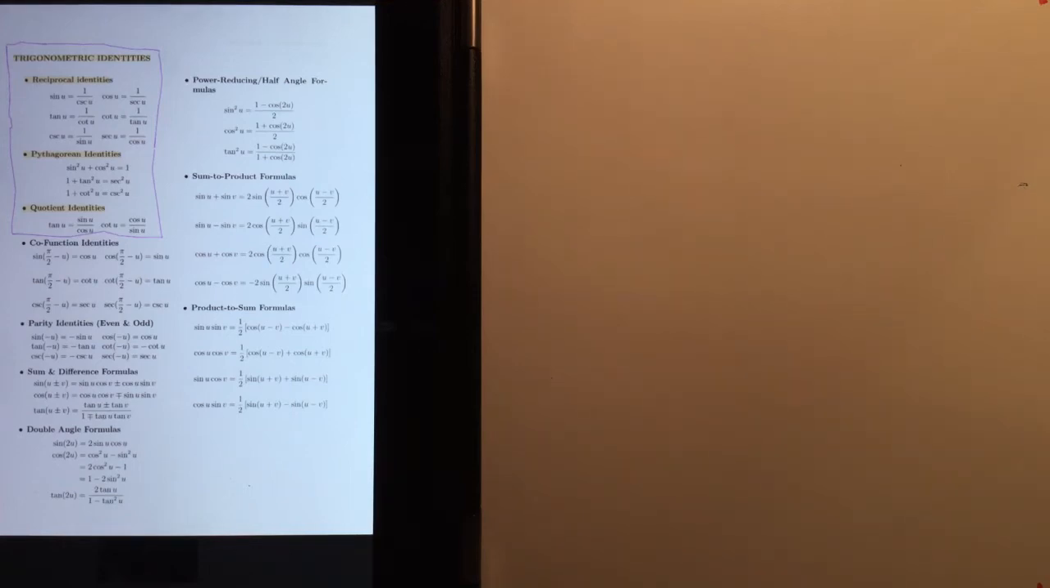Okay, today we're going to be working on proving trigonometric identities. Here's a big list of trig identities for you right here. An identity in math is an equation that is always true for all the values where the expressions are defined.